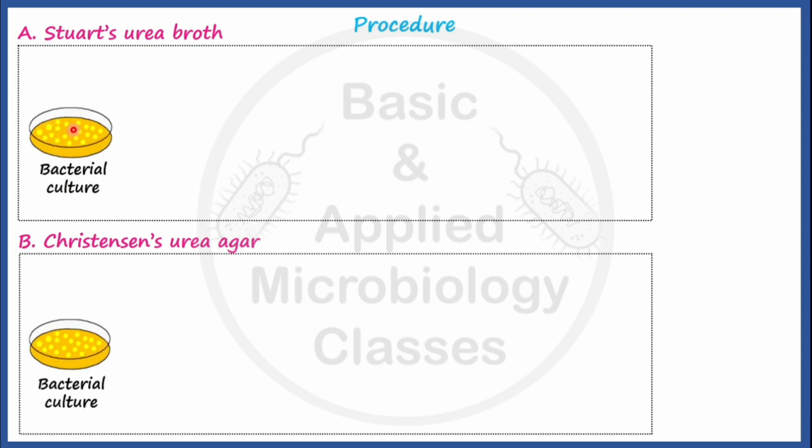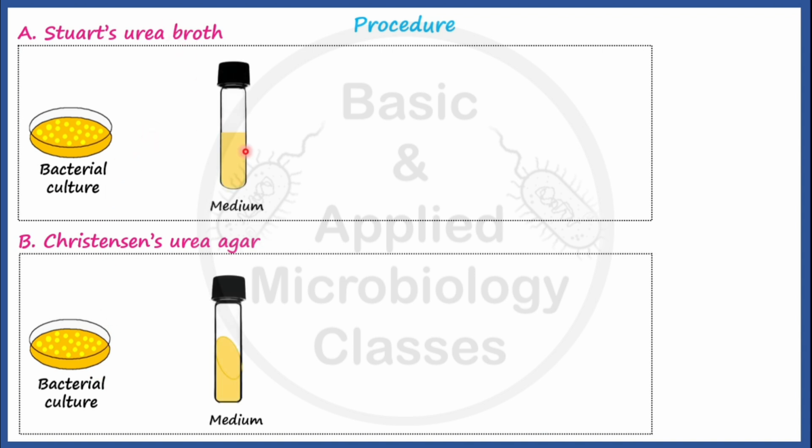Firstly, we take the bacterial culture in each case, for which we would like to know whether it has urease activity or not. Then what next will we need? Of course, the broth, the liquid medium. And for Christensen's urea agar, we need urea agar, a solid medium, and we will prepare slants of this medium, right? Both media have two main key components: one is the substrate urea, and the second is phenol red, which helps us know whether conditions have changed from acidic to basic in the presence of the urease enzyme.